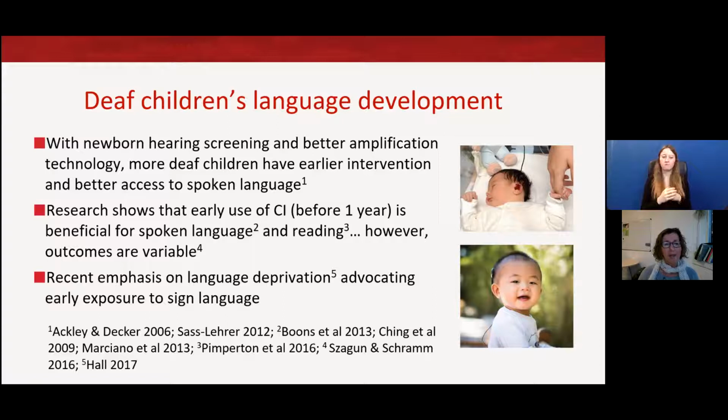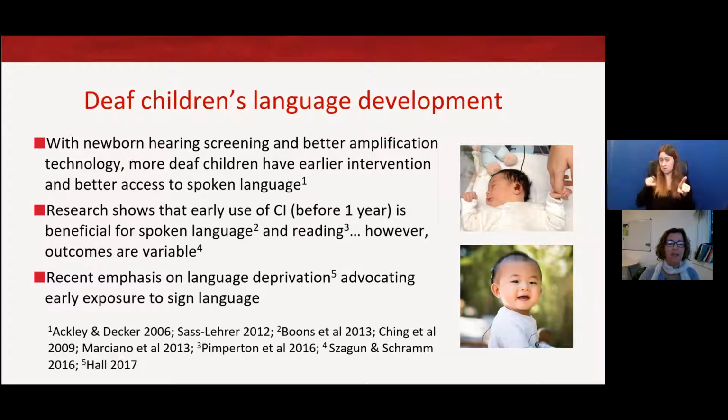The other area that this has impacted on particularly is deaf children's spoken language. We know now that early use of cochlear implants before the age of about 1 is very beneficial for language development. So some research has suggested that deaf children may be keeping up with their hearing peers in terms of their language performance and their reading. But the most important thing I want to put out here is that, yes, there have been improvements, but outcomes are highly variable. So we are still looking at large groups of children who are not doing the same as their hearing peers in terms of their spoken language.